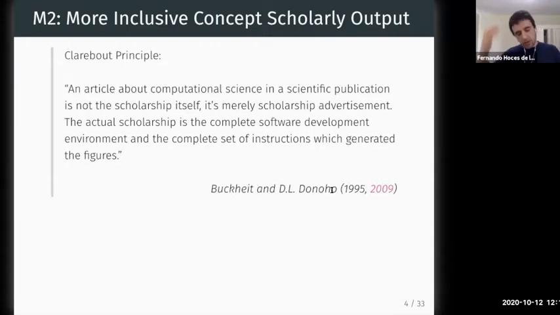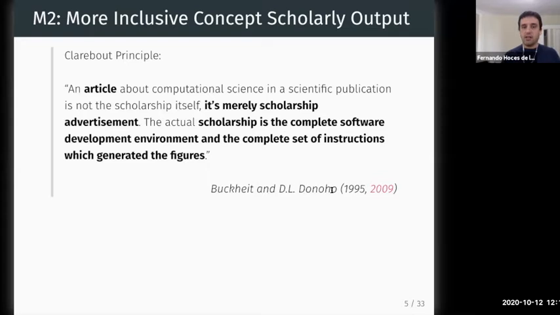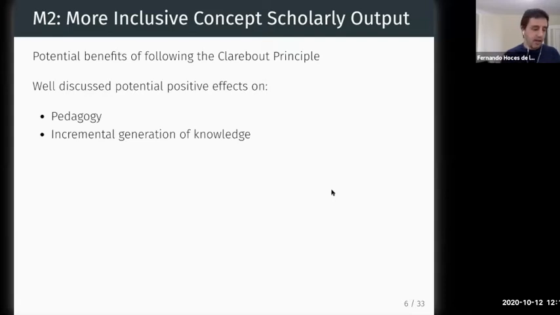Another motivation is this quote, which if you care about reproducibility, you have seen a billion times: the idea that an article about computational science in a scientific publication is not the relevant scholarship unit. It's merely advertising, and the actual scholarship is the entire computational environment behind the particular display items, figures or tables. This quote is usually set up in a context to say we need to increase computational reproducibility for better pedagogy, and also to have a clearer pipeline for an incremental generation of knowledge. Those are the usual contexts in which this quote is put up.